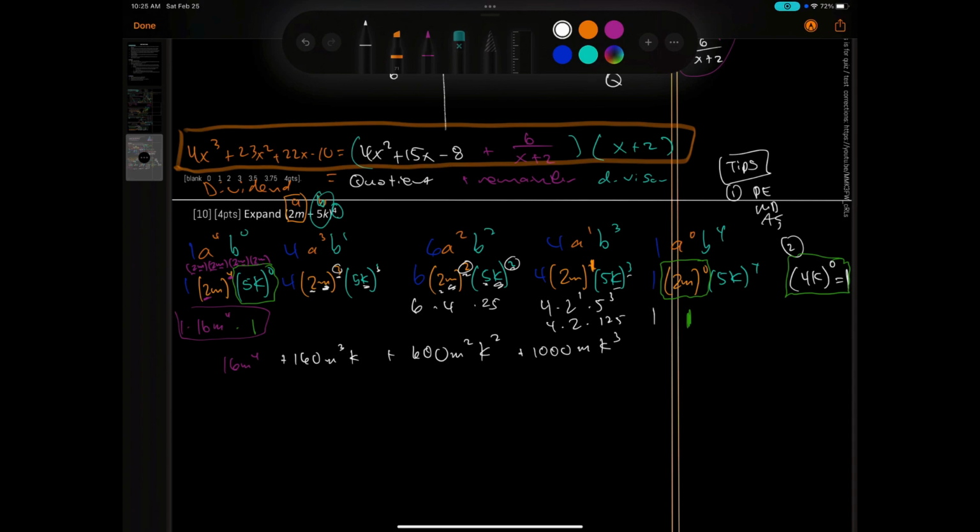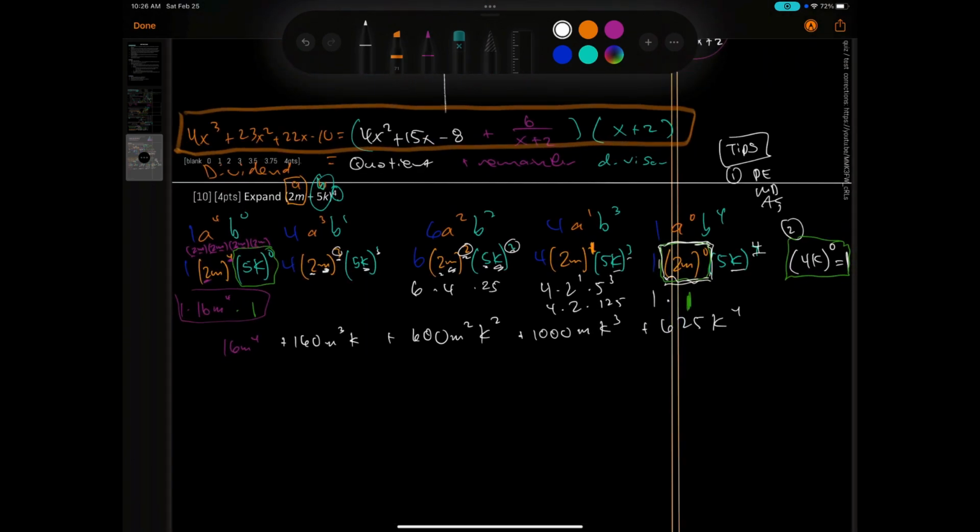So here I have 1 times 1, and then this is 5 to the 4th power. Remember, it's not 5 times 4, it's 5 with exponent, or degree, 4. So 25 times 25 would give us 625. When I did the green here, anything to the 0 power is equal to 1. The whole box is equal to 1, and you have k to the 4th. And that's it.